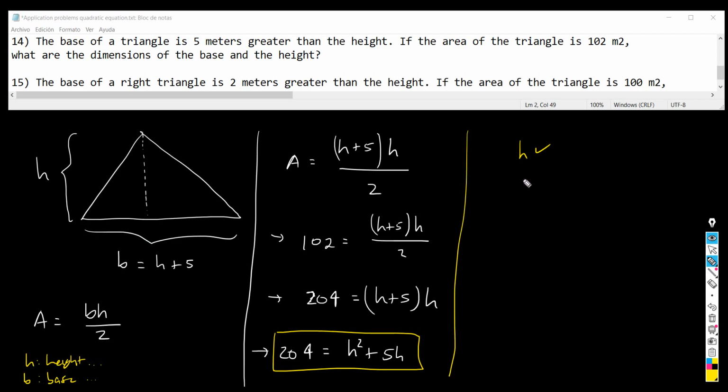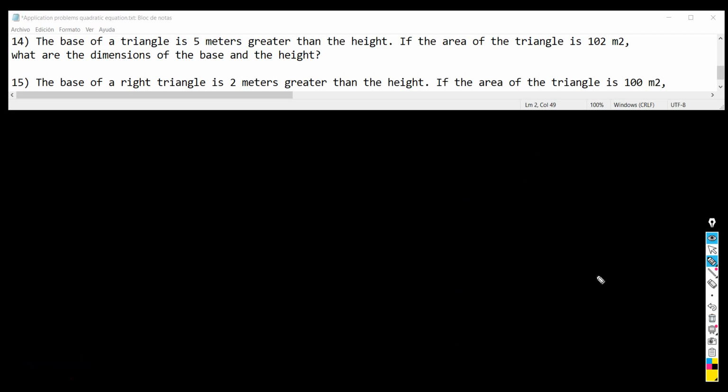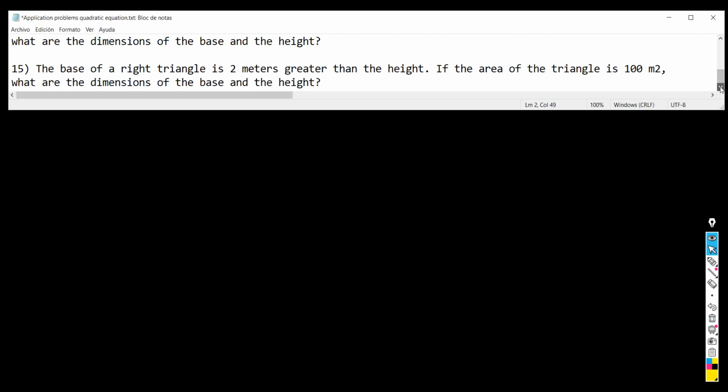Okay, so we're done. You see how simple it is? These problems are solved in 2 minutes each. It's extremely simple, at least these ones.